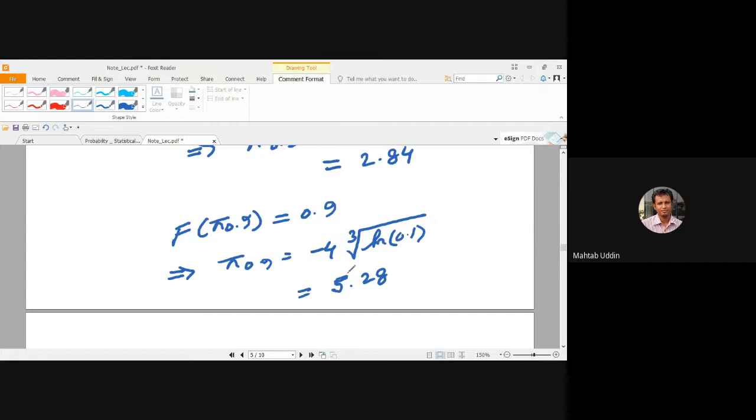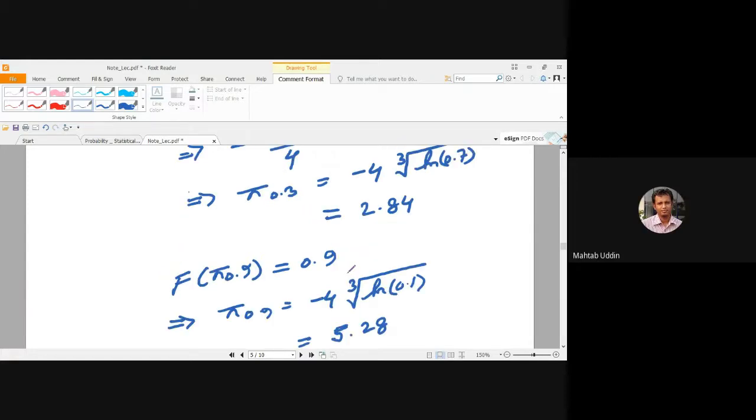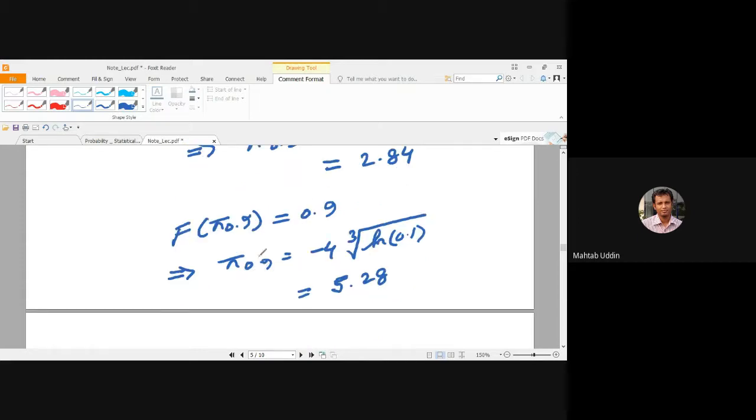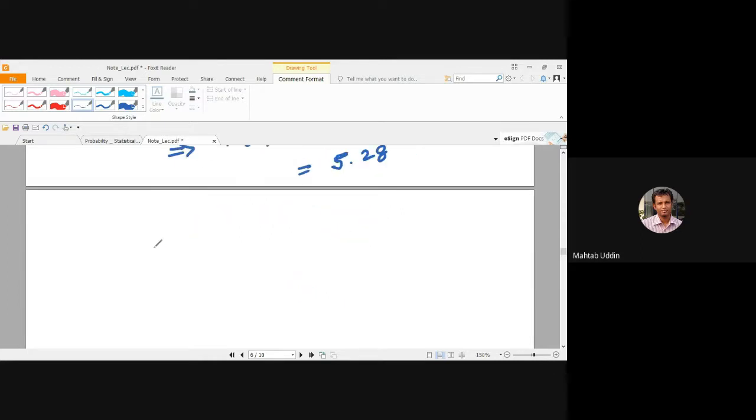That is, the probability of 2.84 is 0.3 and the probability of 5.28 is what? 0.9. So the probability of 5.28 is 0.9 and the probability of 2.84 is 0.3. They have calculated another thing: the probability between 2.84 less than or equal to x less than or equal to 5.28.